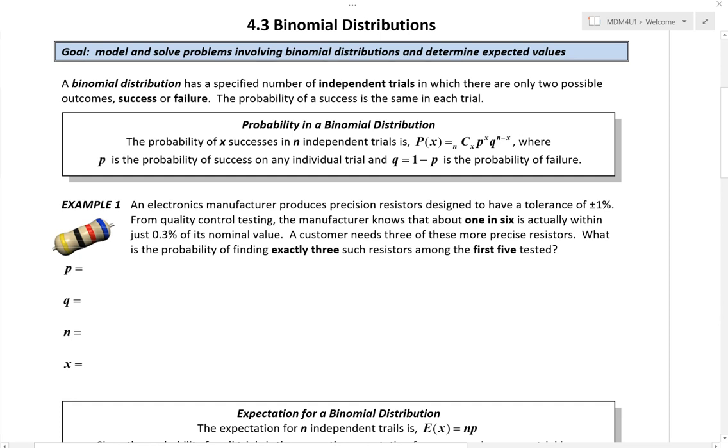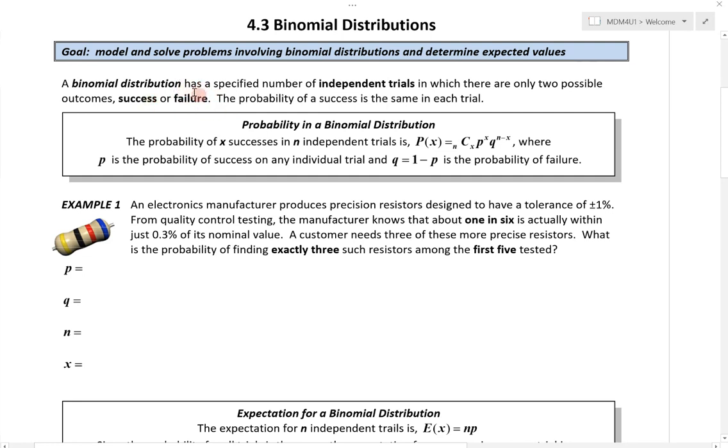4.3 Binomial distributions. This is a different kind of distribution than what we saw in the last one, where we had the uniform distribution. In a binomial distribution, we have only two possible outcomes, either success or failure.